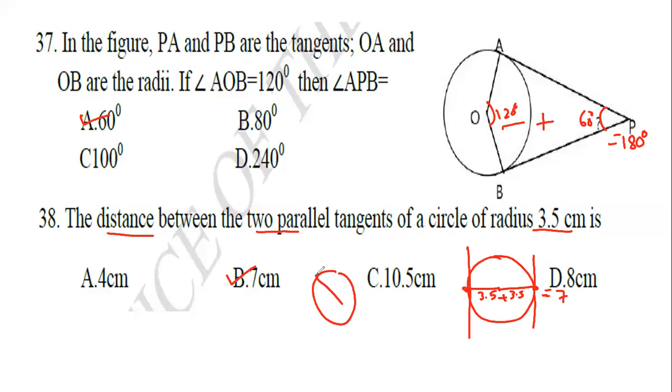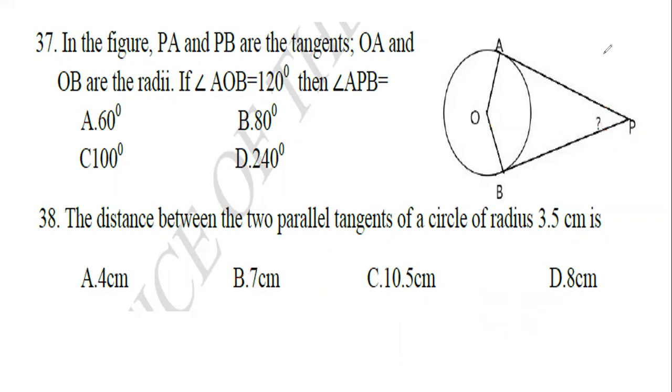Consider the same way, this is a circle. Again, this will become the diameter. Now draw the tangent for this. Again, the distance is 7 centimeter. Draw one more. This line is also a diameter. Now construct the tangent for this. Again, the distance between two parallel tangents is 7 centimeter. So which option is right? Option B is correct. Next, 39th sum.